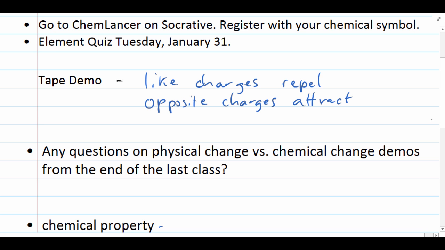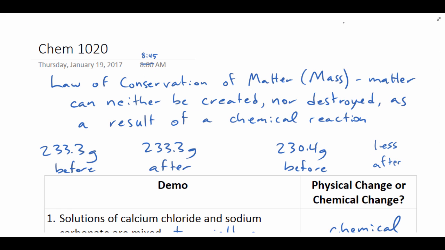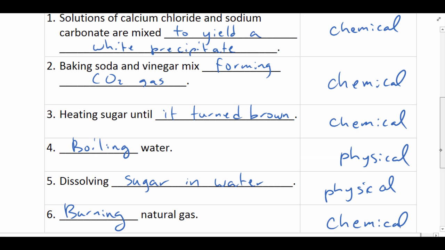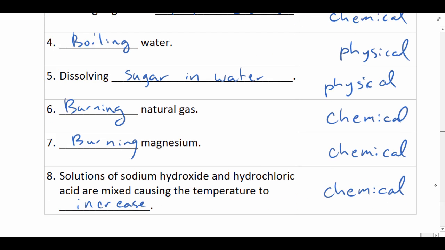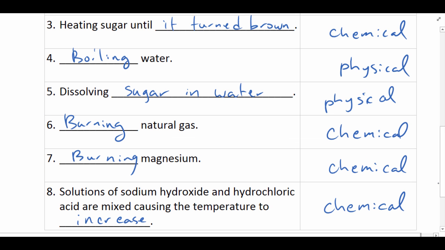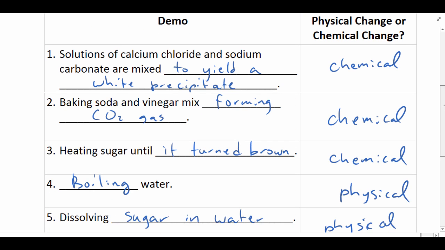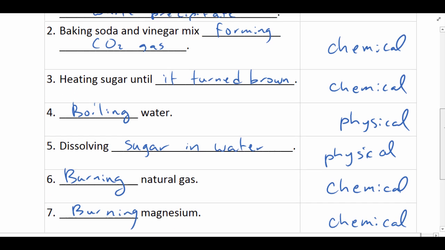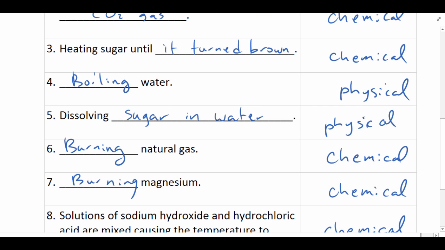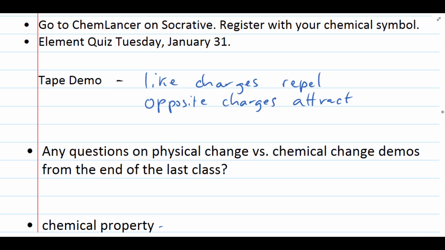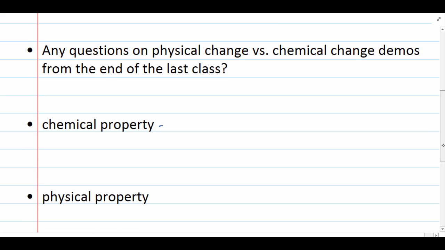Okay, next up then. Any questions on the demo we did at the end of the hour in our last class? We had the chemical change and physical change, so go through and look at these. Any questions on any of them that we did in the last class period? Anything that maybe you don't understand or still have questions about? Going once? Twice? Okay.